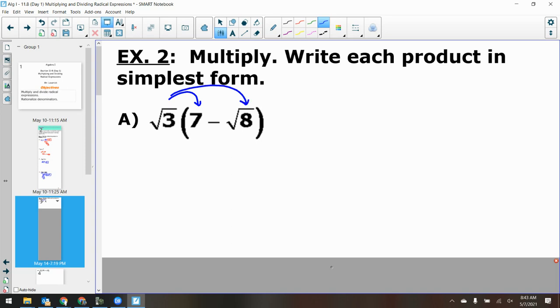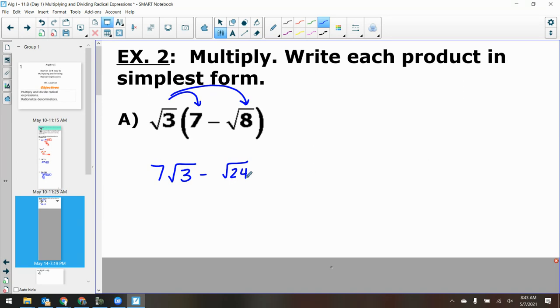Now, remember, things inside go with things inside. Things outside go with things outside. Let me ask you, is 7 on the inside of a radical? No. So you don't multiply it with the 3. It just becomes 7 times radical 3. See, the 7 doesn't have anything on the inside, so it doesn't get multiplied with anything. Radical 3 times radical 8 should be what? Radical 24. That I do multiply together because the 8 was inside the radical.